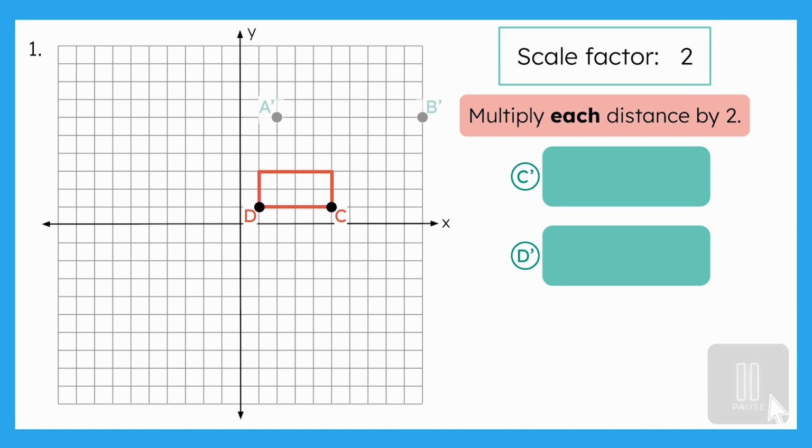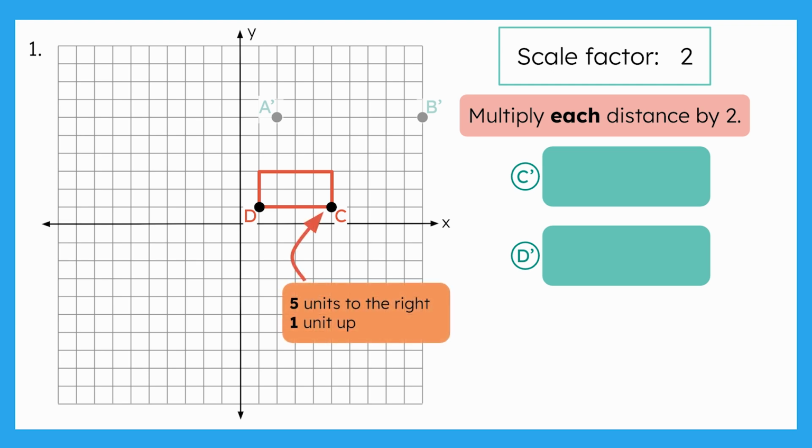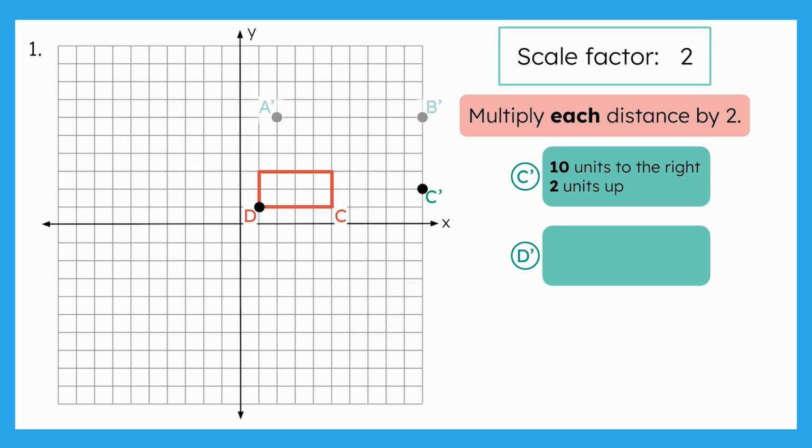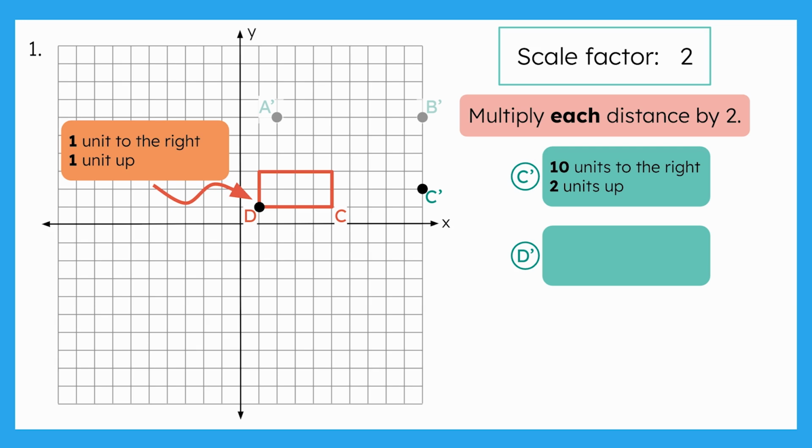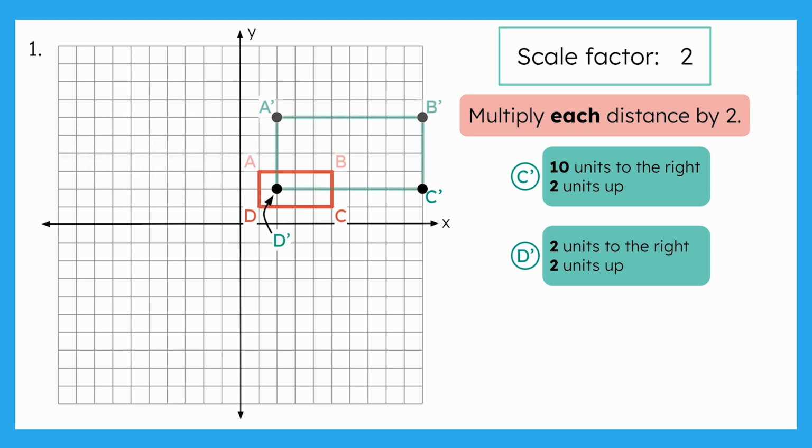Let's go over it. Point C in the pre-image is 5 units to the right of the origin and 1 unit up. After applying the scale factor, point C prime will be 10 units to the right of the origin and 2 units up. Point D is 1 unit to the right, and 1 unit up, so after applying the scale factor, D prime will be 2 units to the right and 2 units up. Here's the completed image.